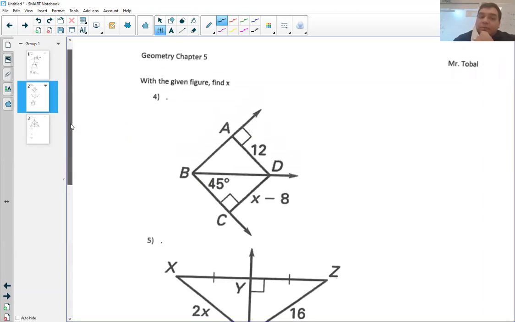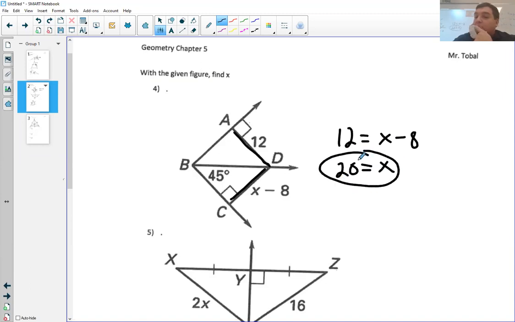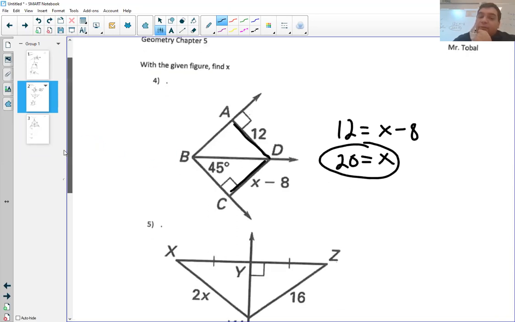So then find X. For this one, X would be 53? No, not 90. It's the side. In this case, it's the side that is equal, because we're talking about the side here. So it's 12 equals X minus 8. X should equal 20 in that case. Then the other one would be 16 equals 2X.